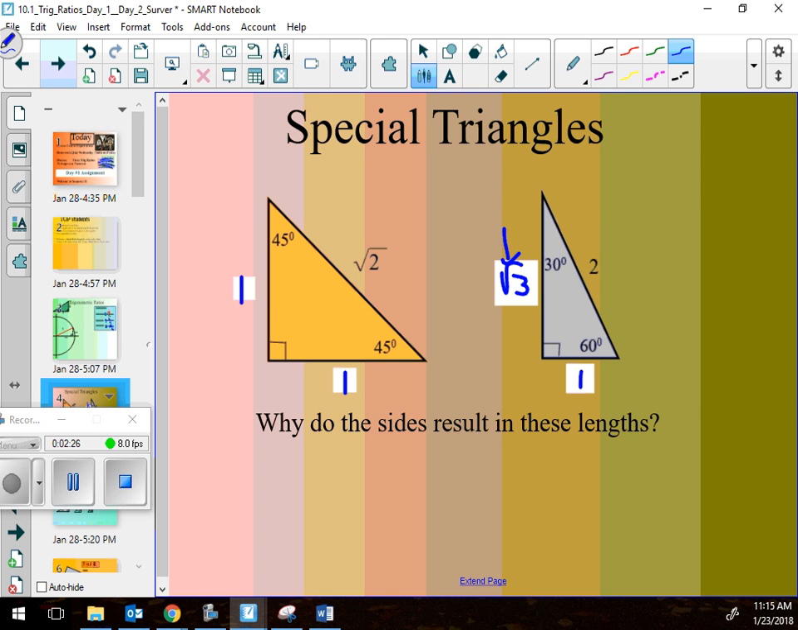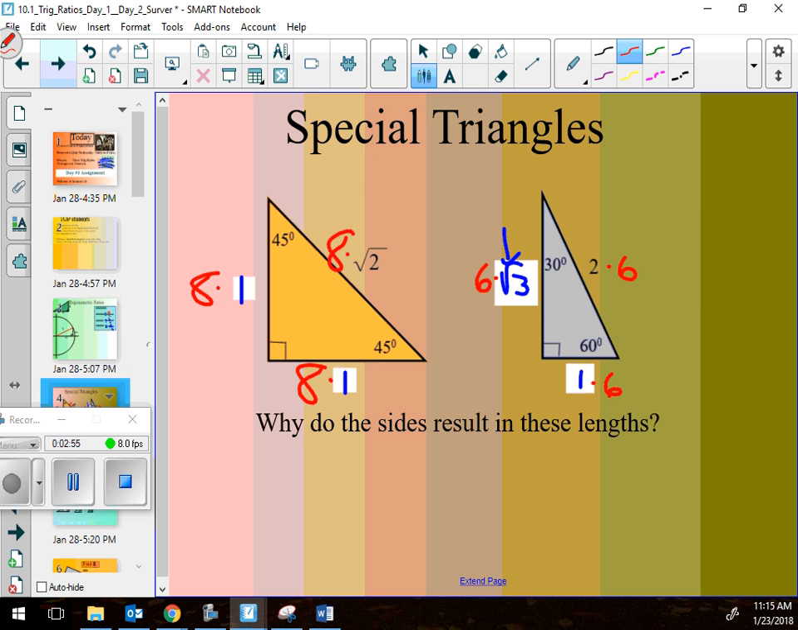No. But if this was 8 times bigger and it was 8 inches by 8 inches, then it would be 8 times the square root of 2 inches there. You see what I'm saying? This is how big they are compared to each other. So if this side was 6 times bigger, then this side would be 6 times bigger and therefore would be 12. And this side would be 6 times bigger and therefore 6 root 3.